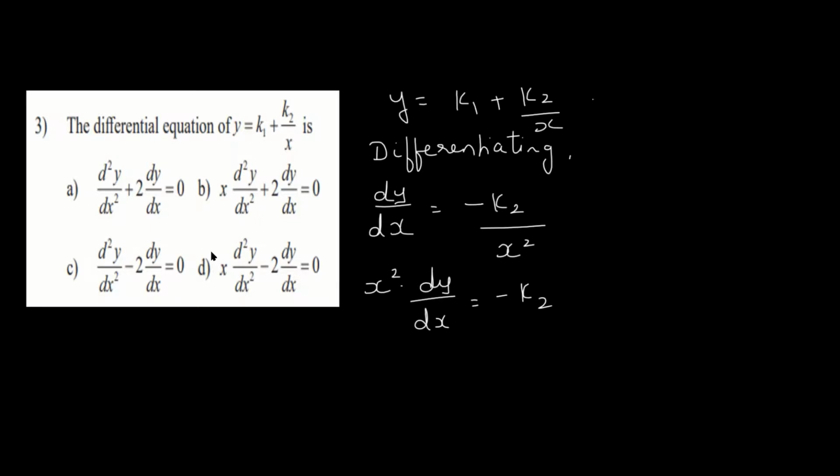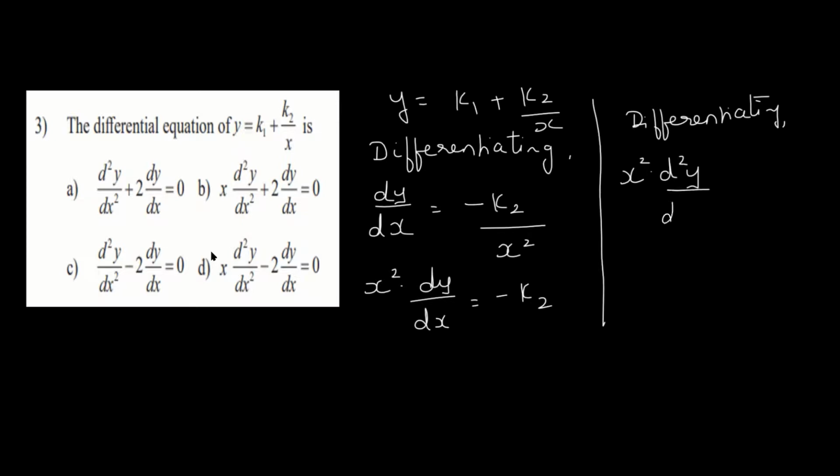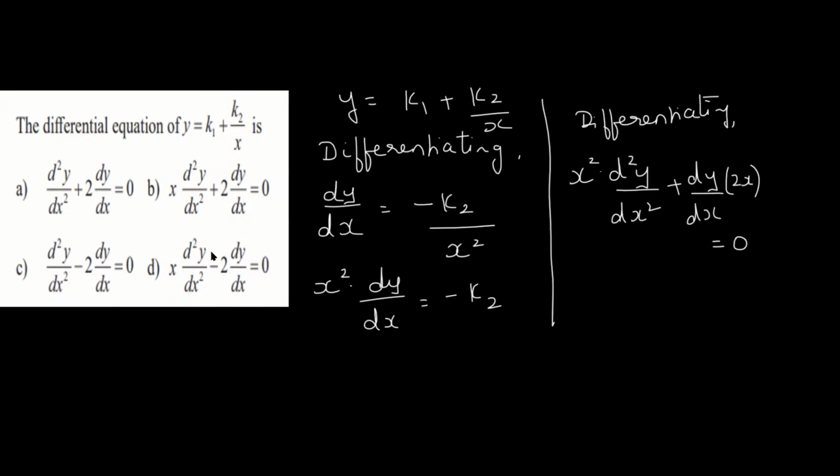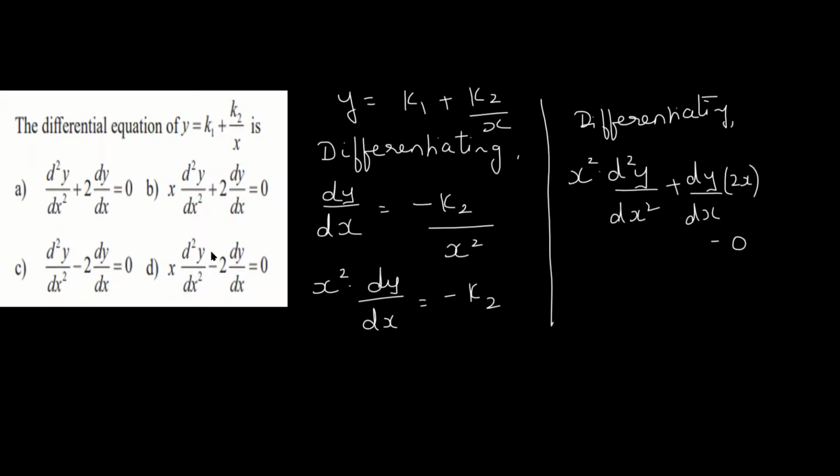Now we differentiate once again. So differentiating, we are going to get, now on the LHS we apply the product rule, that is x square into dy by dx. So we get x square into d2y by dx2 plus dy by dx into 2x. On the RHS we are going to get 0 because minus k2 is a constant. So you know that the differentiation of a constant is 0. Now we only have to simplify.